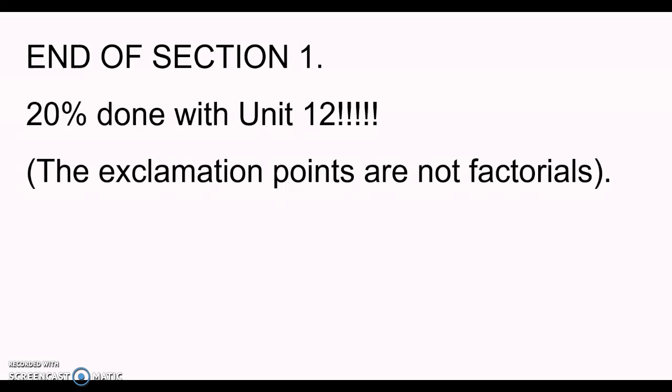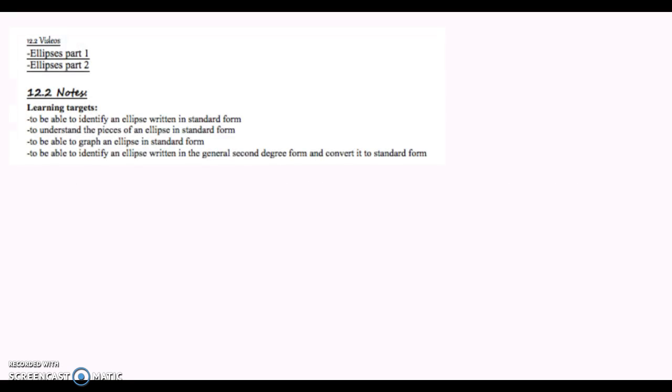Well, I hope you guys did okay with the circles. We're going to go on to ellipses now. And let's go ahead and start. You should be able to write an ellipse in a standard form and understand the pieces of an ellipse form, and there's just a few of them.